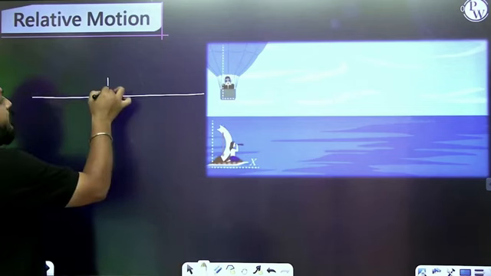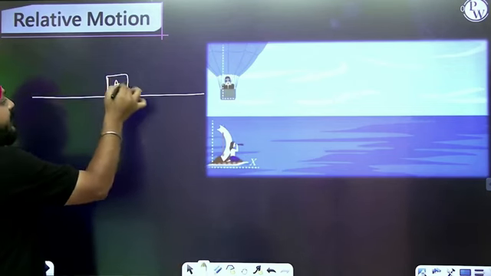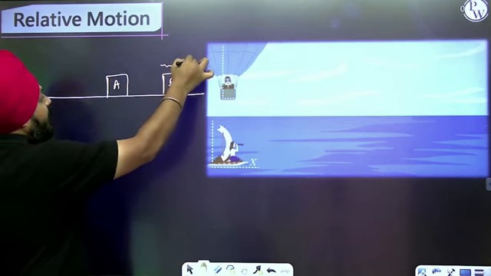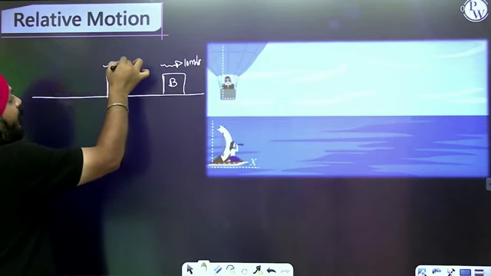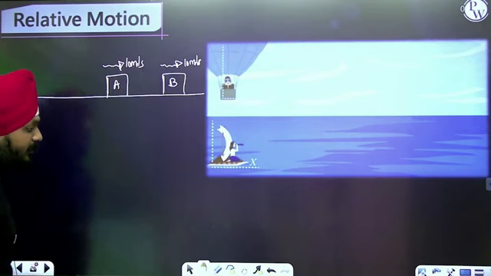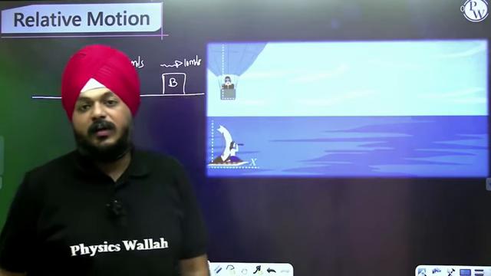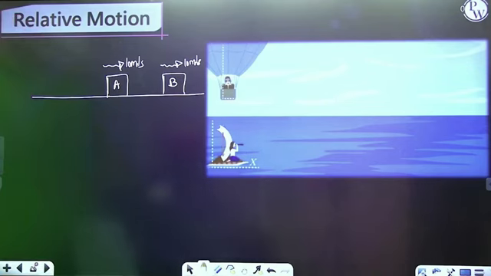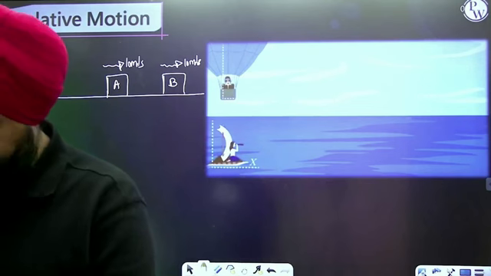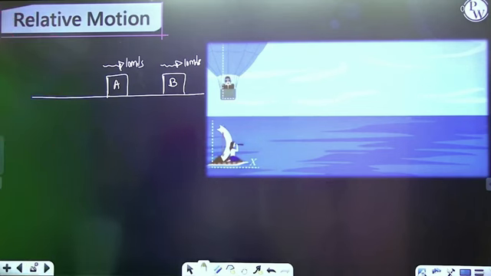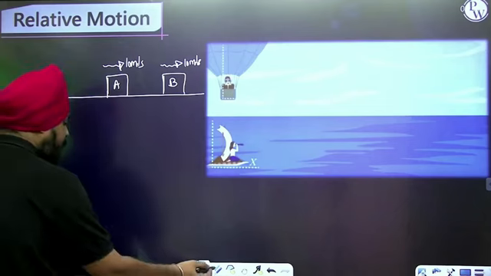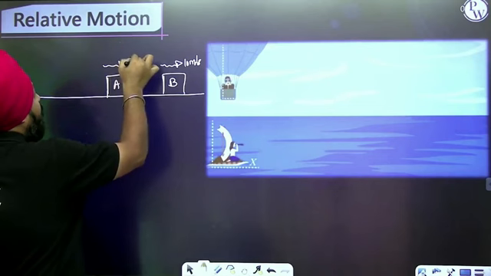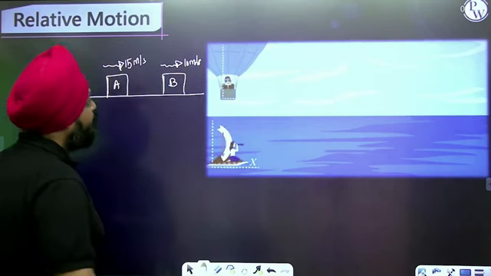Suppose there are two cars. This is car A, this is car B. This is moving with 10 meters per second, this is also moving with 10 meters per second. Both are moving with 10 meters per second. Let's analyze this. Let's change this value: 15 meters per second and 10 meters per second.